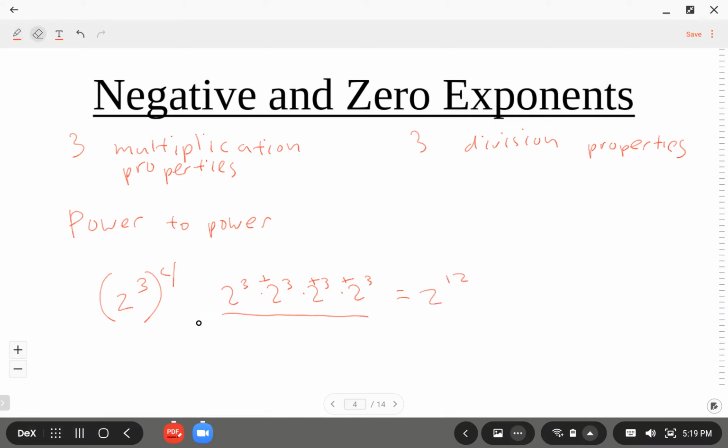And you see what I did here? I just multiplied these two. Let me give another example: 3 to the 4th, to the fifth, is just basically going to be 3 to the 20th power. So that is power to a power.